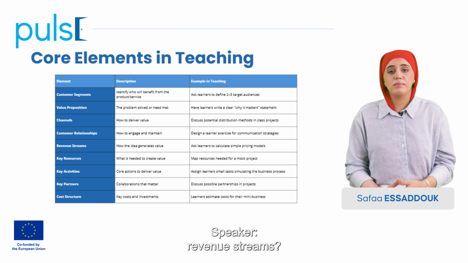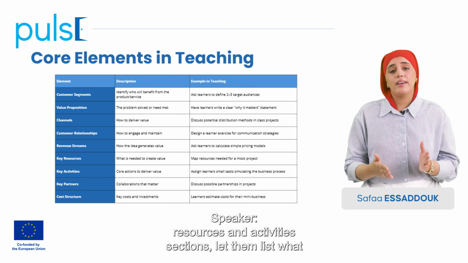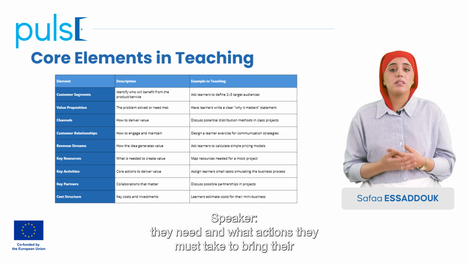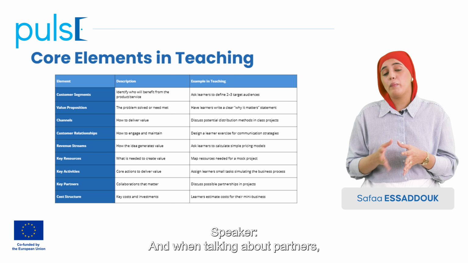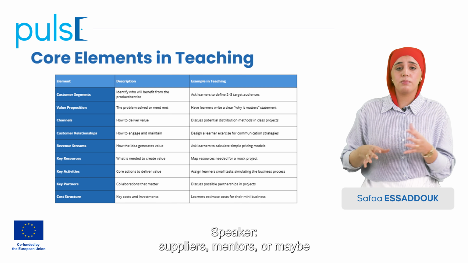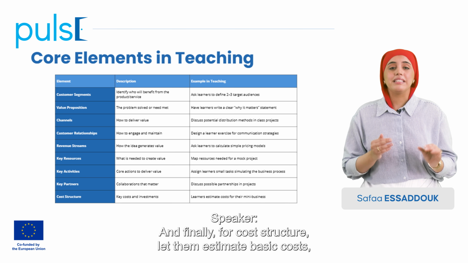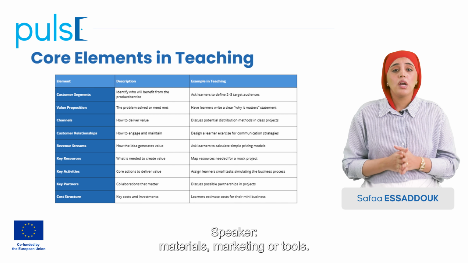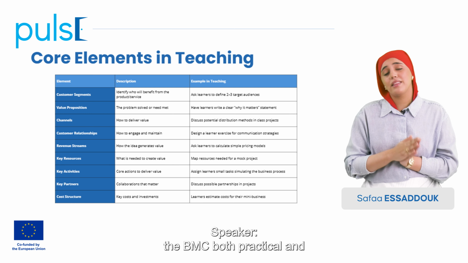Then for revenue streams, ask them to create a simple pricing model. And for the resources and activities sections, let them list what they need and what actions they must take to bring their projects to life. And when talking about partners, discuss who they might collaborate with: local suppliers, mentors, or maybe other students. And finally, for cost structure, let them estimate basic costs, materials, marketing, or tools. These small exercises make the BMC both practical and interactive.